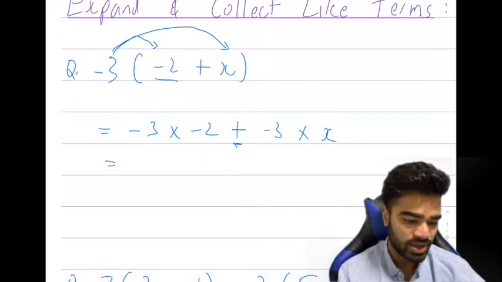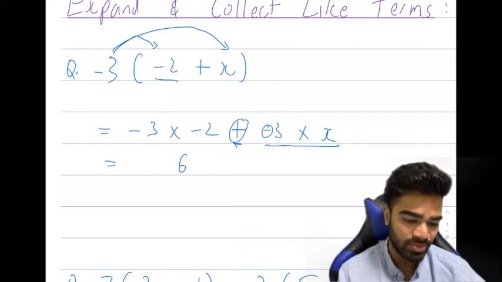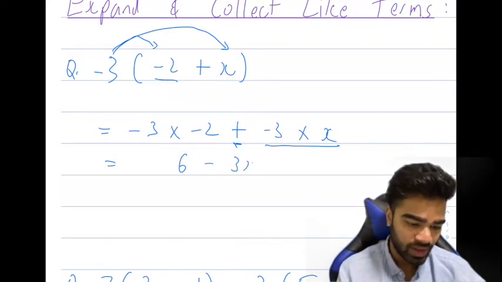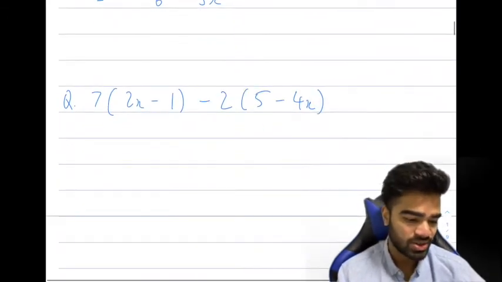So -3 times -2 is 6, positive 6. And what's -3 times x? It's -3x. So this plus and minus, they combine to negative. So it's going to be -3x. So that's simple. We did a whole bunch of these questions. So let's do this question.